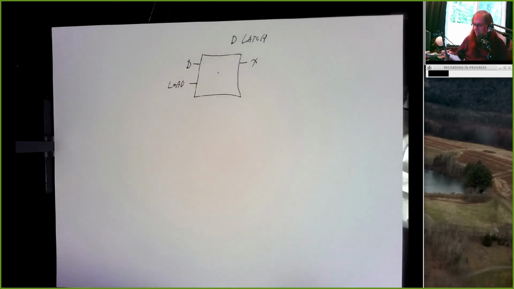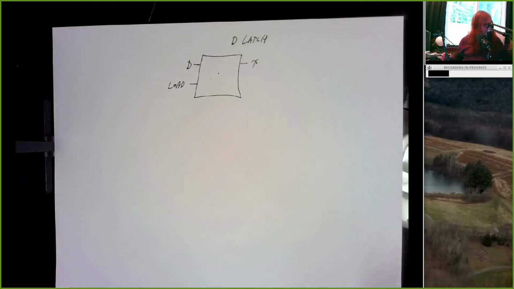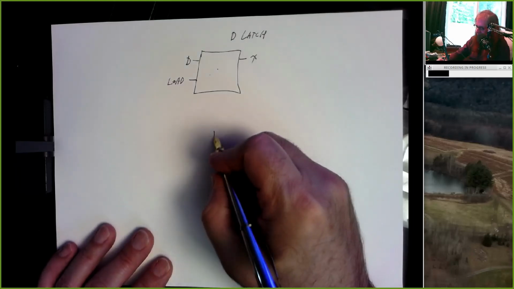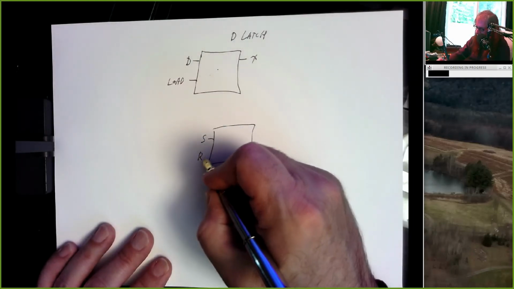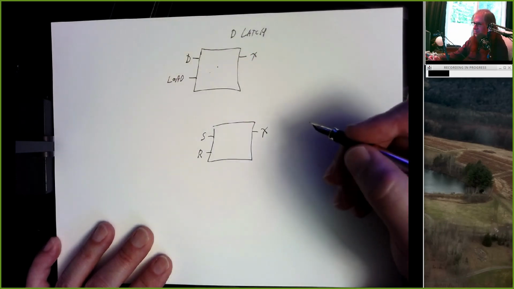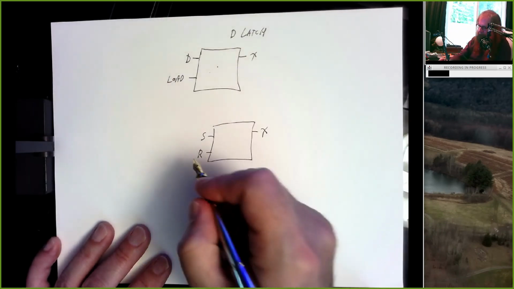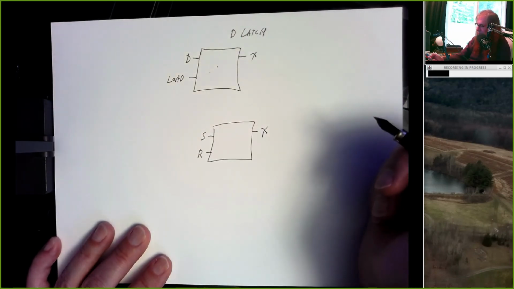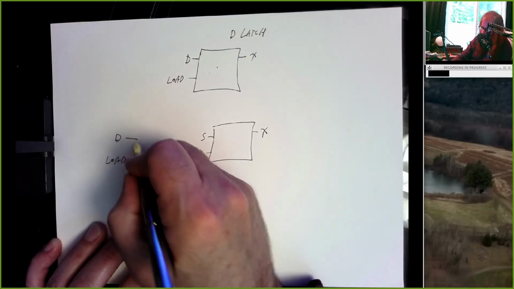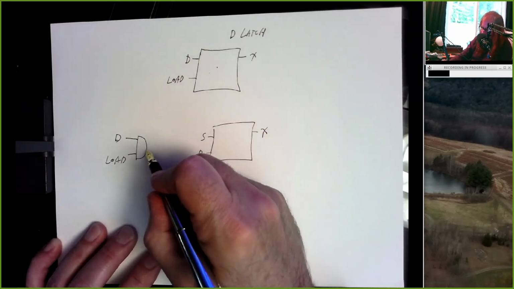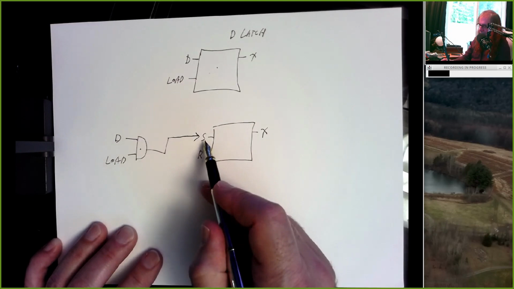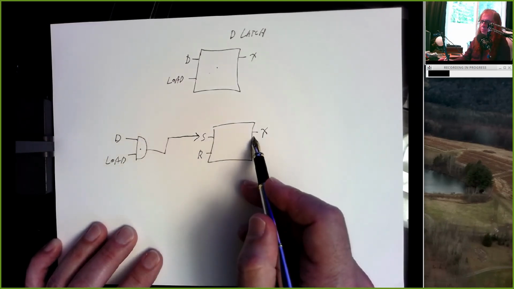But it turns out we can make a D latch out of an SR latch, and we could do it like this. Now last time I did this with an active low SR latch, we'll do it with an active high one this time. So here's an SR latch, and here's an output X. If load is zero, we don't want anything to change. But if load is one, and D is equal to one, we want the output to become high. So we could take load and D, AND those together, and feed that to the set input. So if D is high and load is high, this input will be a one, and we'll store a 1 into this latch.